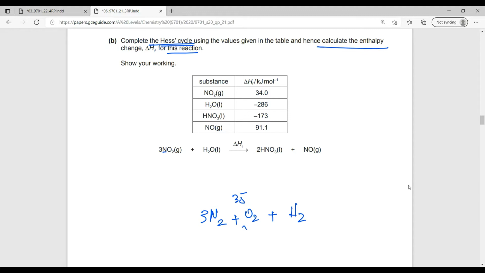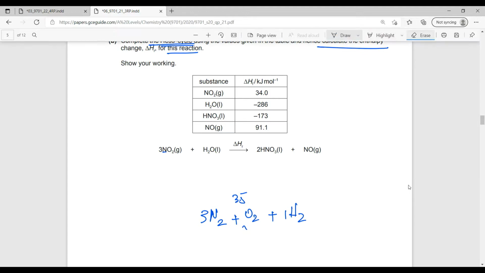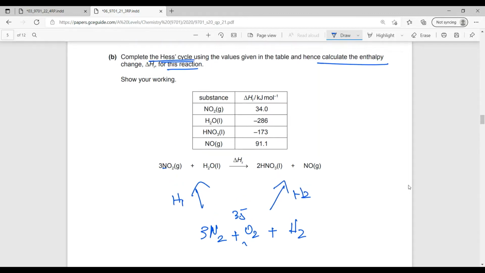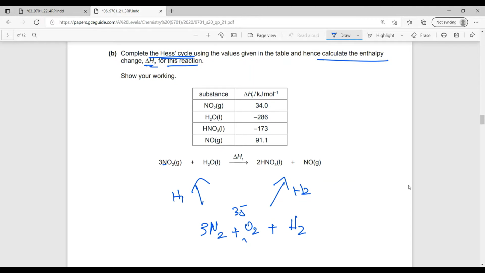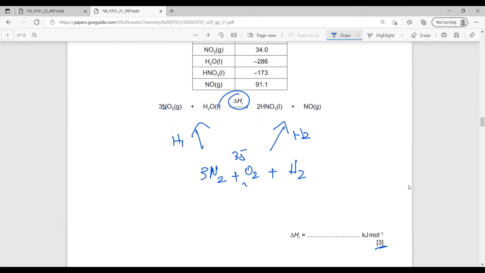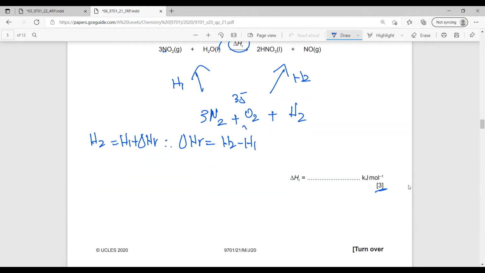1, 2, 1, 2 on both sides. So we'll just leave it as 1. Because you're leaving it as 1, you don't really have to write it, so just ignore that. And then you form the formation cycle, H2, H1. And what are you being asked to calculate? The enthalpy change of reaction, right? They literally stated it for you that this is the enthalpy change of reaction. So H2 is equal to H1 plus delta HR, therefore delta HR is equal to H2 minus H1, right?